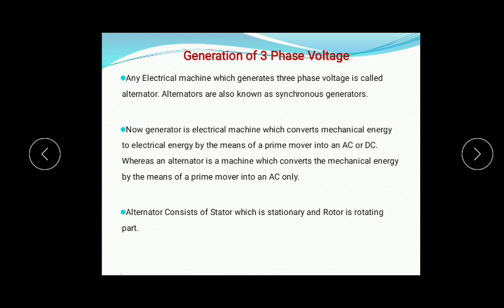Electrical apparatus having one winding is called a single phase system. If the electrical apparatus have two windings, it is called a two-phase system. If the electrical apparatus have three windings, then it is called a three-phase system or a polyphase system, wherein the voltage generated by them or the current flowing through them will have a phase difference of 120 degrees. This is a very important point.